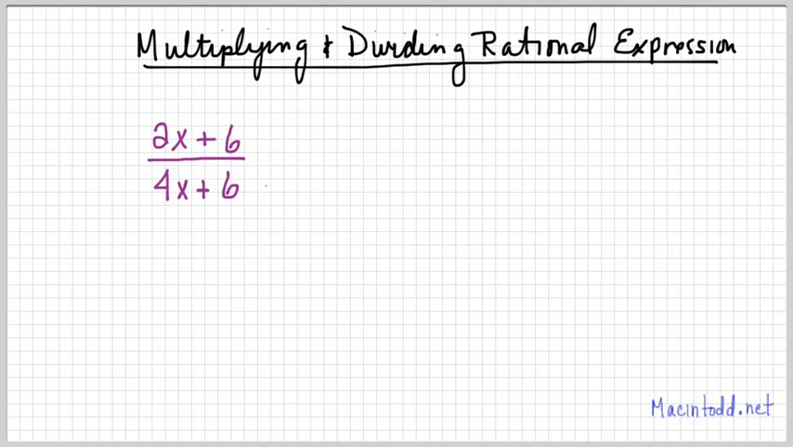Alright, in the previous lesson we looked at simplifying rational expressions. So there were problems like the one shown below here, 2x plus 6 over 4x plus 6. And I tried to emphasize the fact that you cannot cancel those 6's. The only thing we can cancel is factors when we're dealing with fractions.